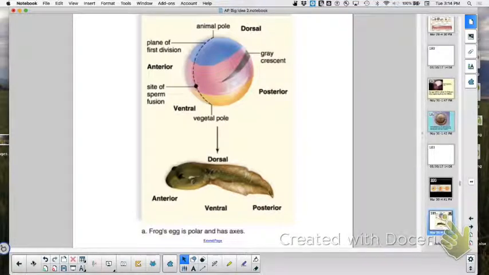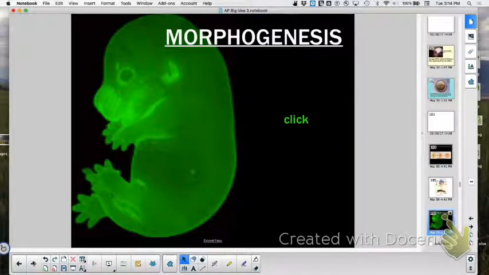We call the front part the vegetal pole, not vegetable, but vegetal, and then the animal pole is in the back.